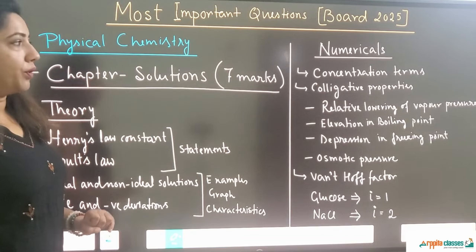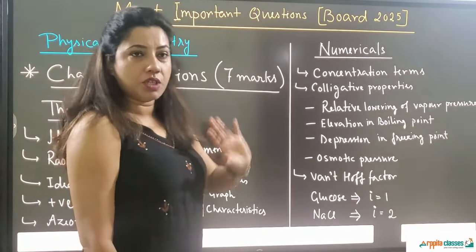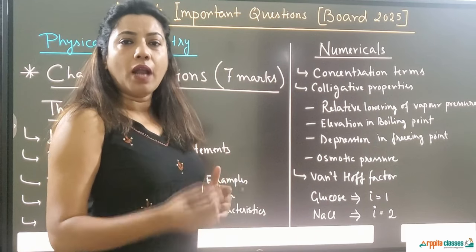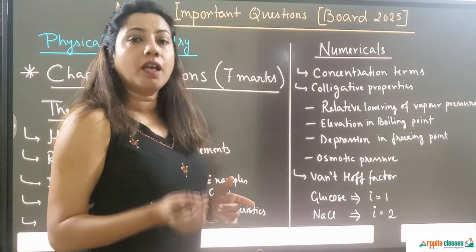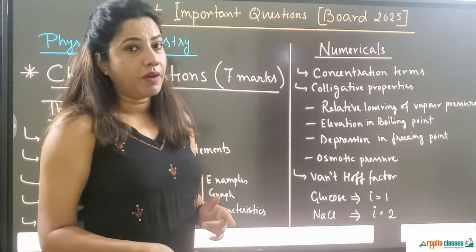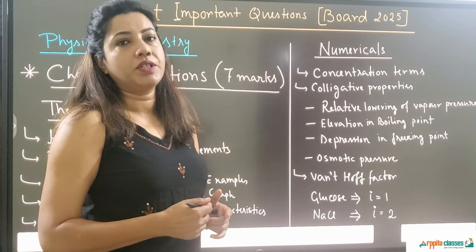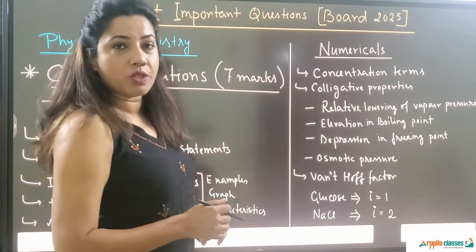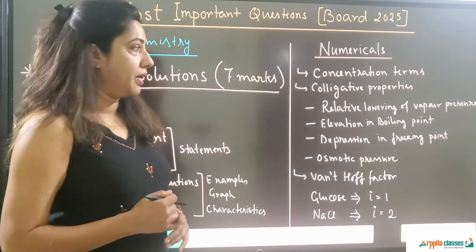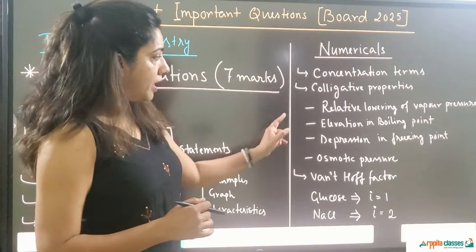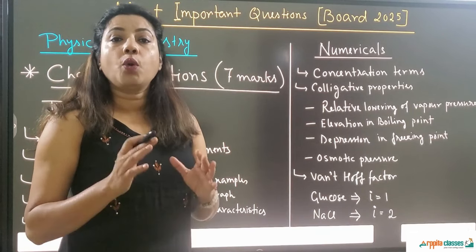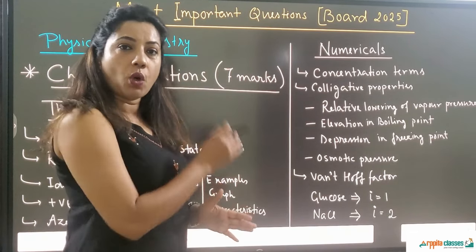From the numerical point of view, we need to prepare numericals from concentration terms. We have many concentration terms in this chapter, for example molarity, molality, normality, mole fraction, mass by mass percentage, mass by volume percentage, volume by volume percentage. So you have to prepare numericals based on them. Then we have colligative properties. In this chapter, there are 4 colligative properties: relative lowering of vapor pressure, elevation in boiling point, depression in freezing point and osmotic pressure. You are going to prepare numericals based on all these topics.